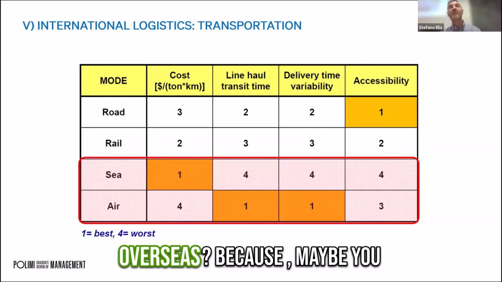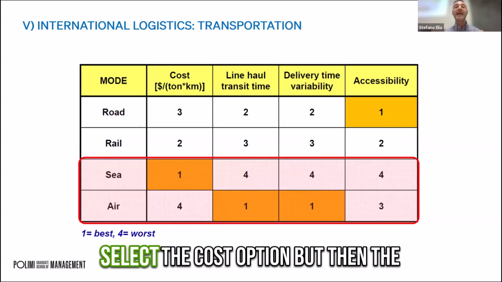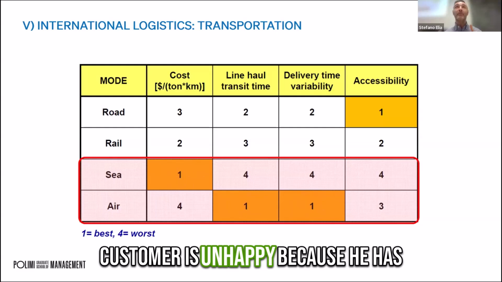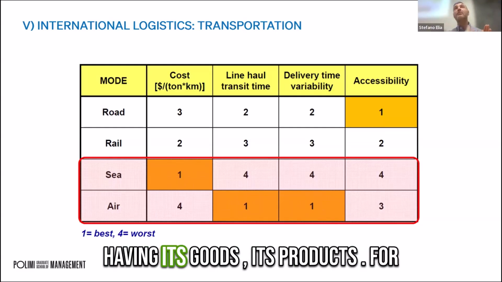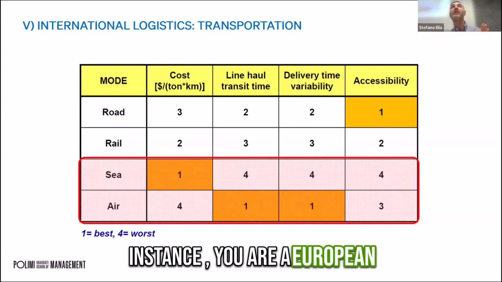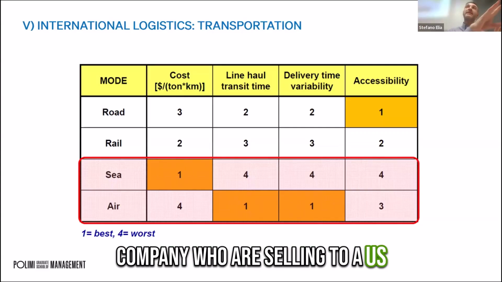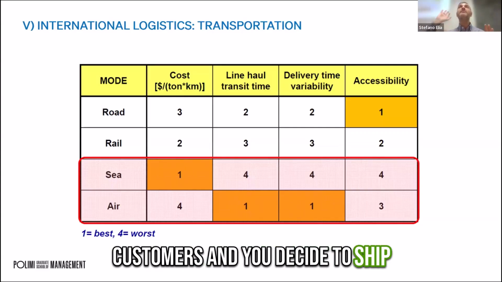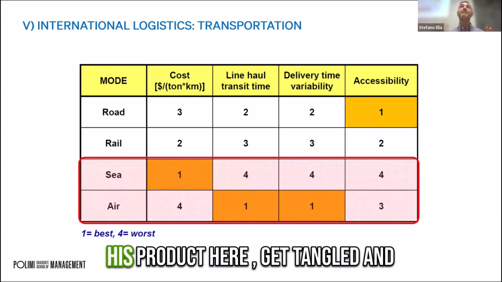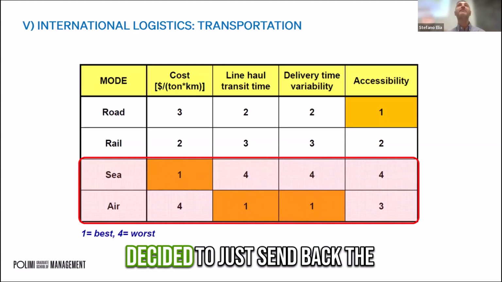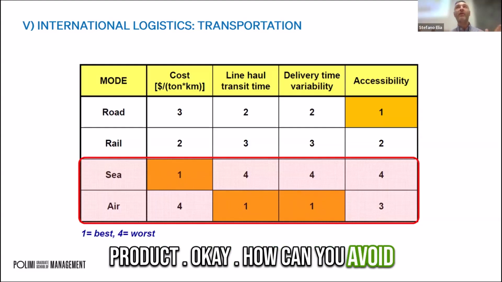So, how do companies typically try to have both a low cost and also the availability of the products overseas? Because maybe you select the cheapest option, but then the customer is unhappy because he has to wait a long time before having his goods, his product. For instance, you are a European company selling to US customers and you decide to ship, and the US customer has to wait 1 month, 2 months before having his product. He gets angry and decides to just send back the product. Okay. How can you avoid this situation?